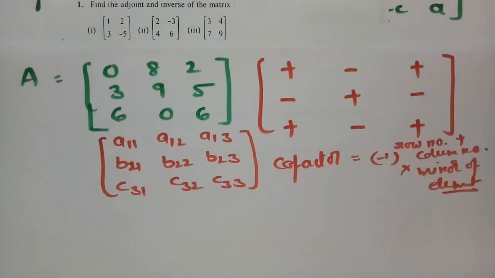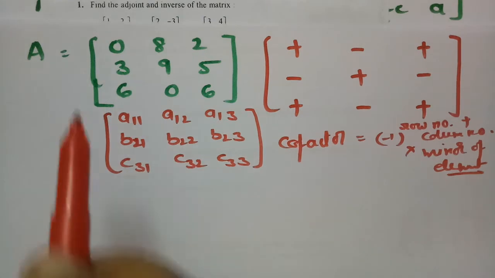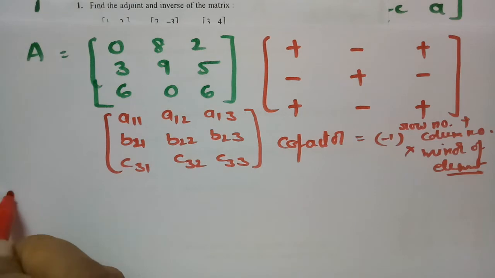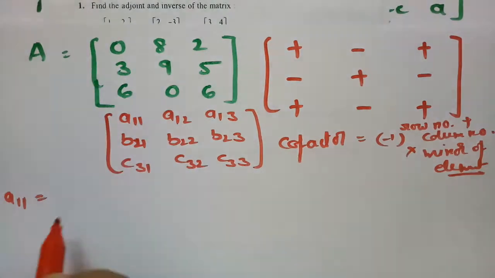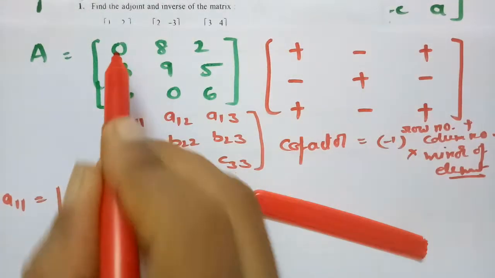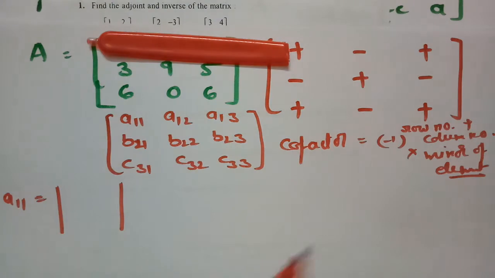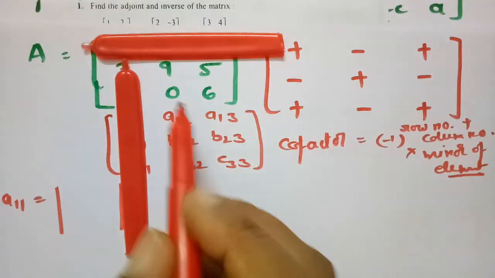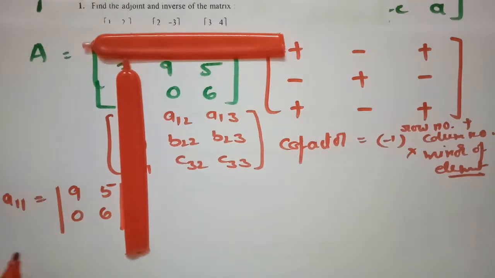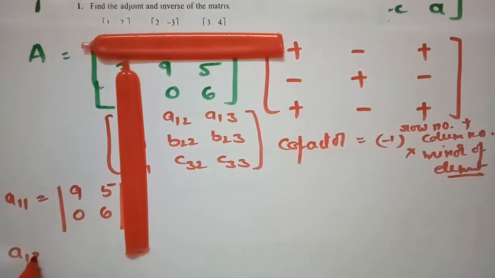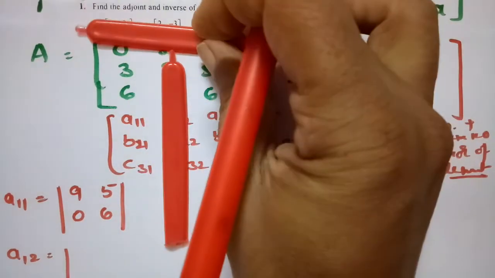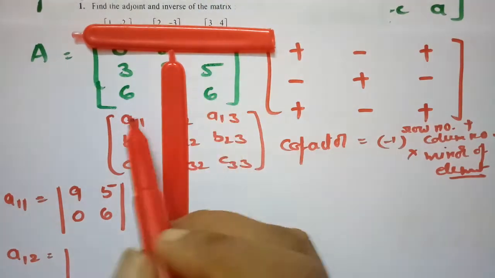Next, we have to find the minor of each element. For the first element, which is 0, A11, we have to close this row as well as this column. What remains here is 9, 5, 0, 6. Next is A12. Again we close this row as well as this column. If I close this row and column, what remains is 3, 5, 6, 6.